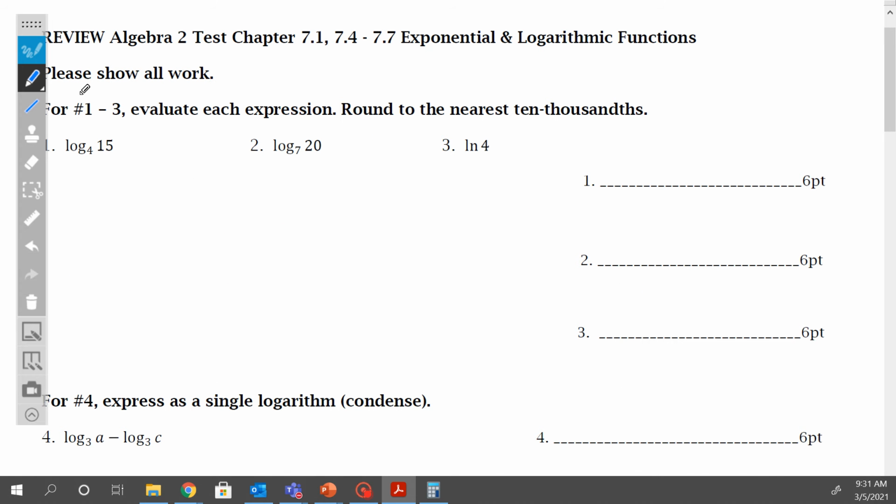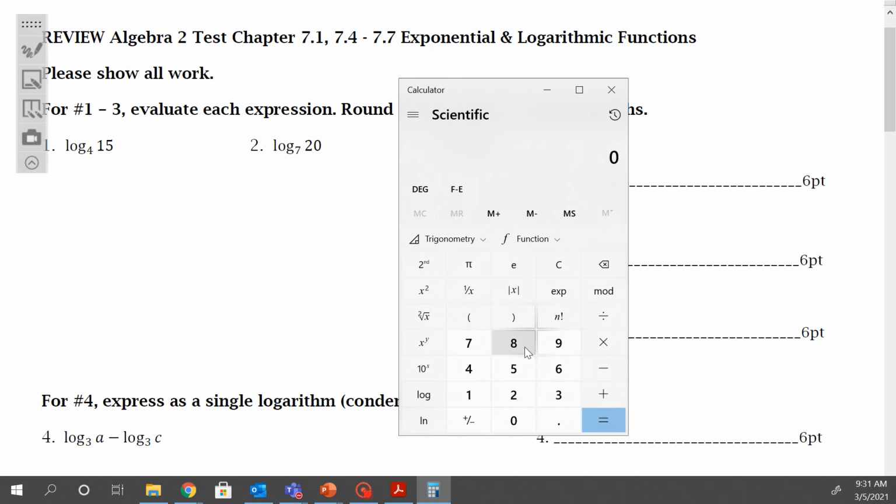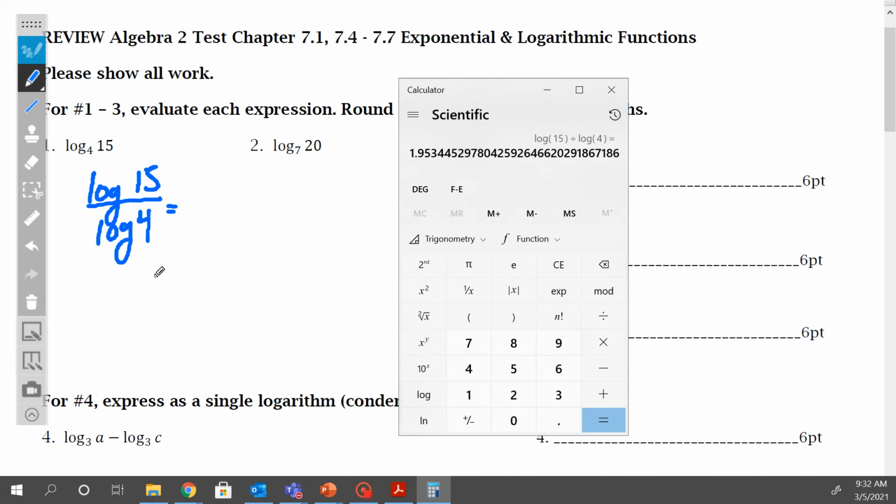Alright, so number 1, log base 4 of 15, that would be common log of 15 over common log of 4, and that's how we would put it into the calculator. So common log of 15 divided by common log of 4 equals, round it to 4 decimal places, so that would be 1.9534 for number 1.